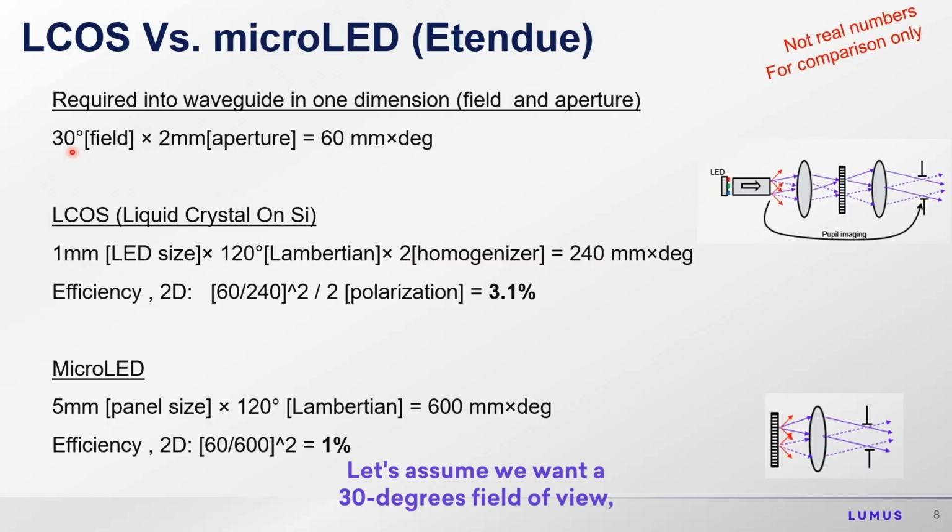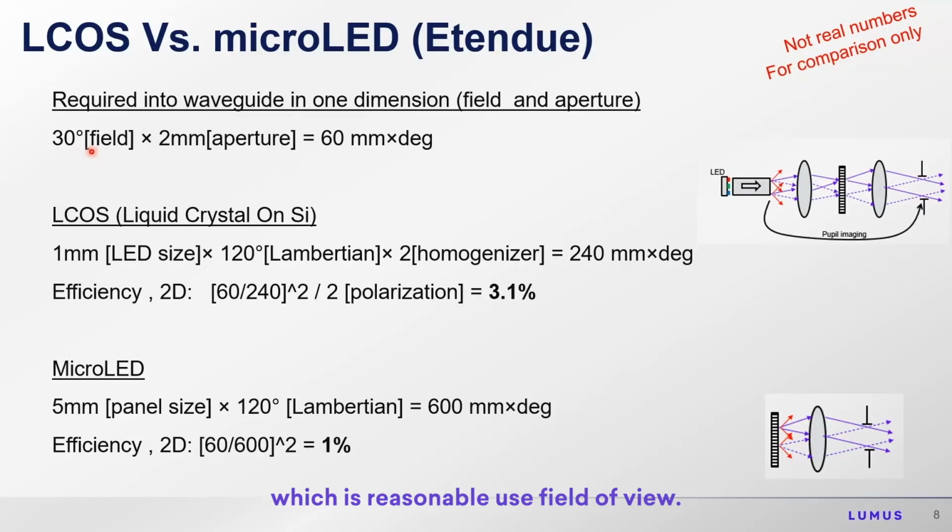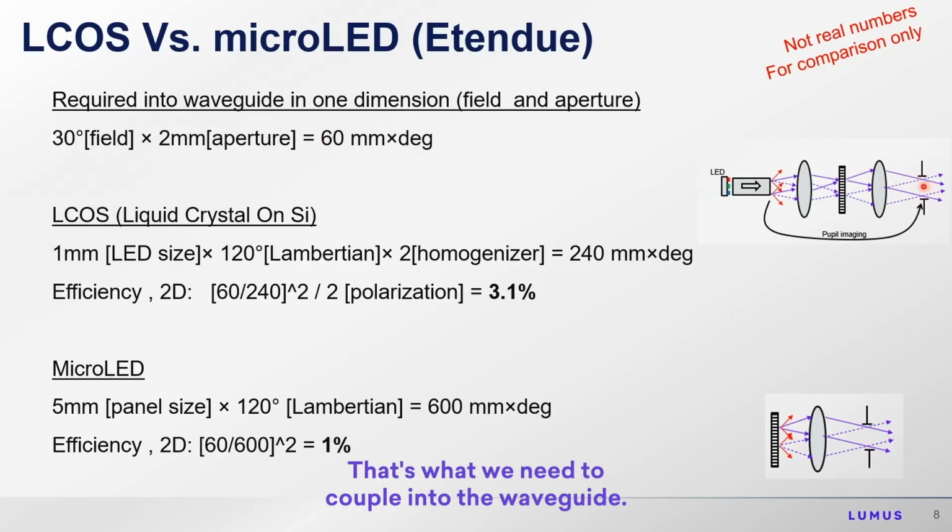Let's assume we want a 30 degrees field of view, which is 30 by 30, is 45 degrees about diagonal, which is a reasonable used field of view. And let's assume the aperture is 2 by 2 millimeters here. So if we take the Etendue approach, which is the product of the two, we have 60 millimeter degree. That's what we need to couple into the waveguide. That's what the waveguide asks the projector to do.